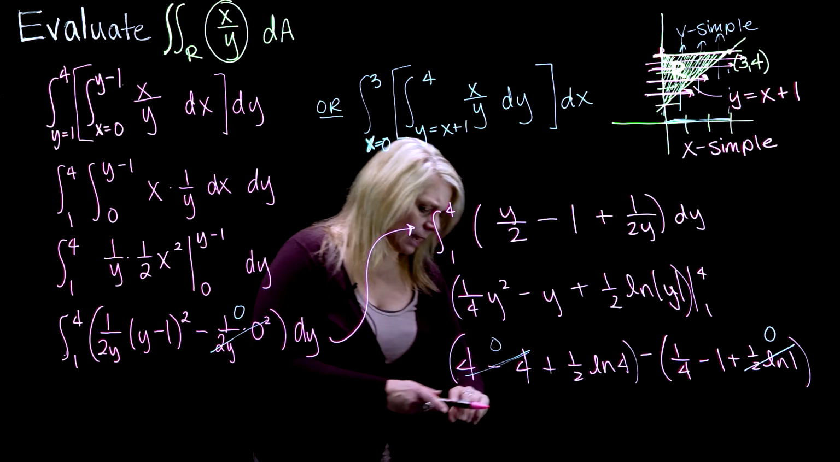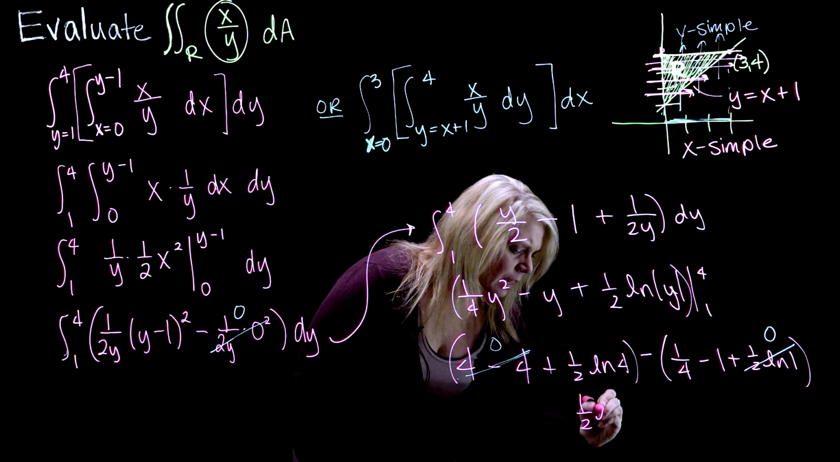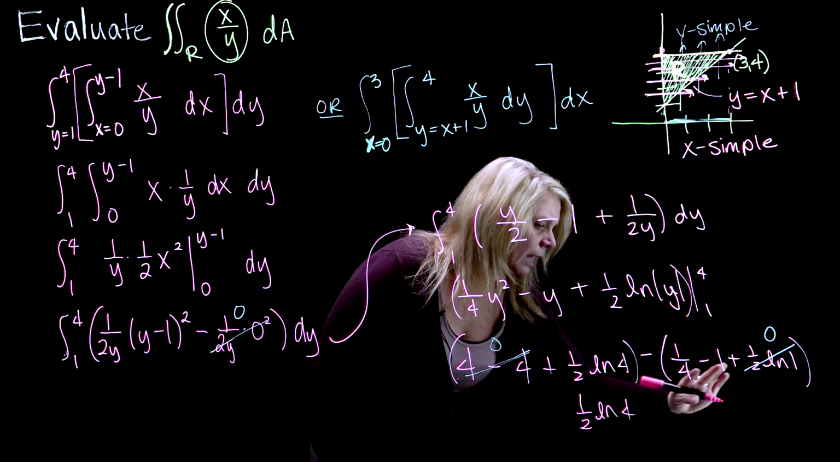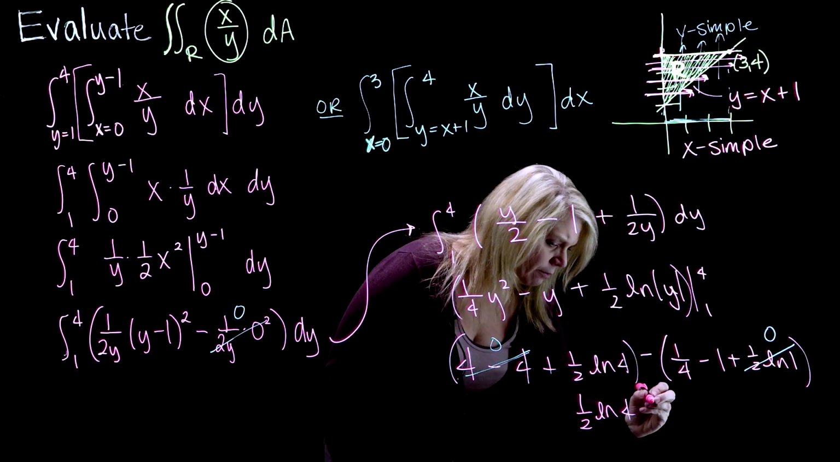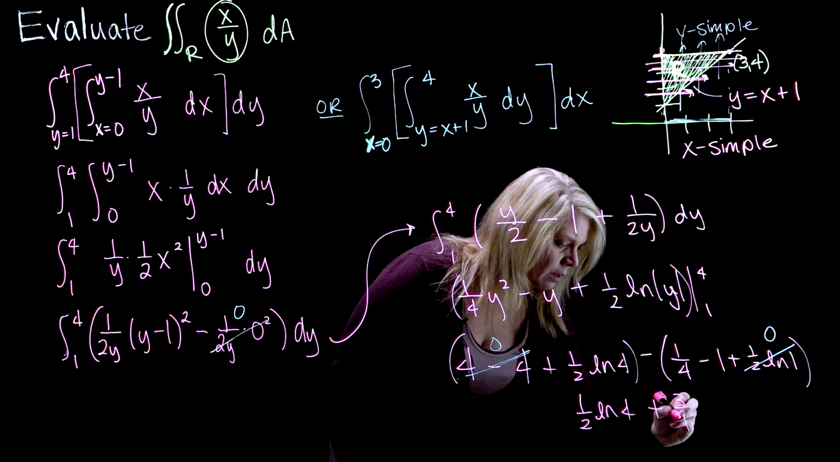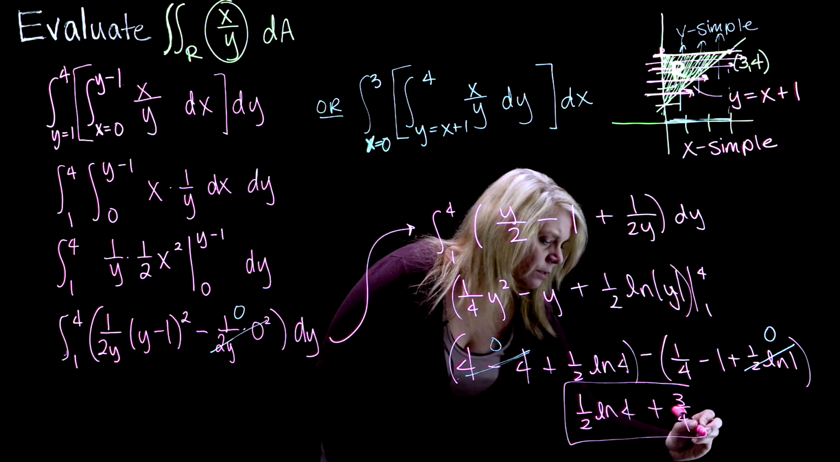So let's see. It looks like I have here 1/2 times natural log of 4. And then when I combine these, I get negative 3/4. And then minus negative 3/4 will be plus 3/4. All right, so there is my answer.